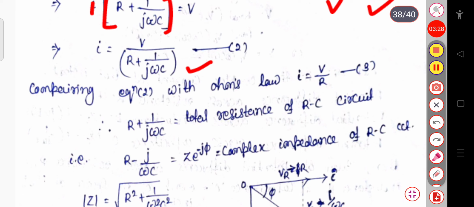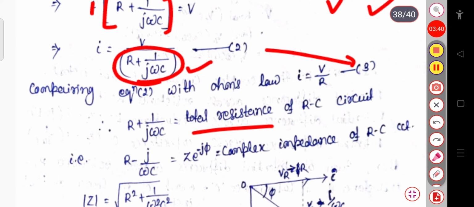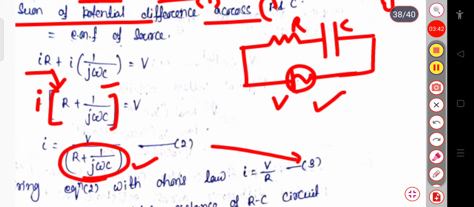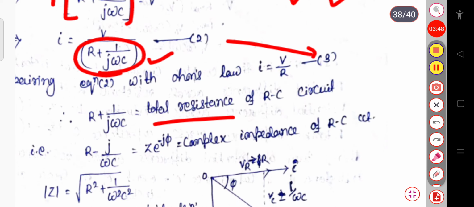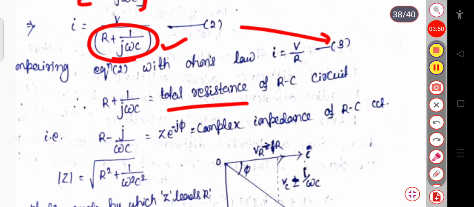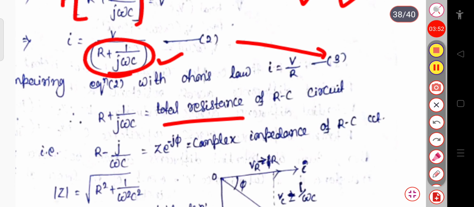So if I compare equation 2 with equation 3, this part represents the resistance, and R plus 1 by j omega c is the total resistance due to the RC circuit, since this circuit contains only the resistance and the capacitance. So the total resistance is due to the presence of the resistance and the capacitance. So R plus 1 by j omega c will be equal to Z exponential minus j phi.